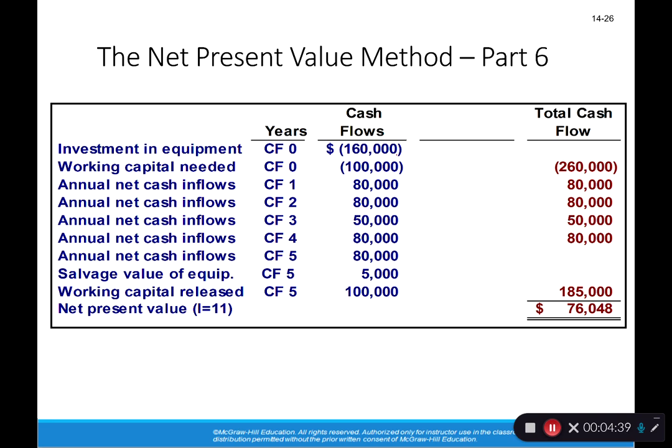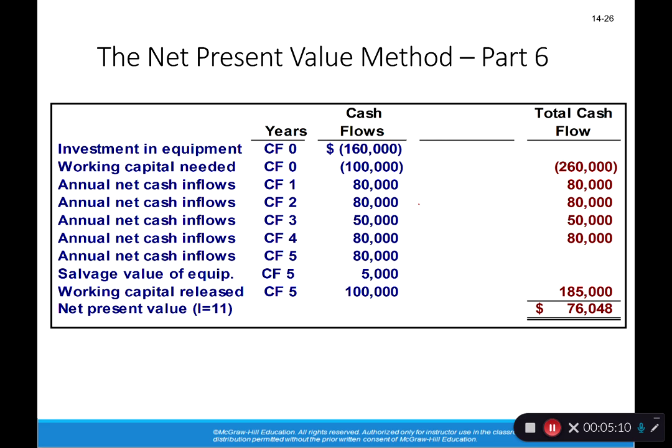In addition, we need working capital of $100,000. That's the money we put in the register to make change. So there's two outflows in year 0. Year 0 is effectively today, the day of the investment. So cash flow 0 in our calculator is going to be negative $260. Then we have annual net cash inflows of 80 for cash flows 1 and 2.